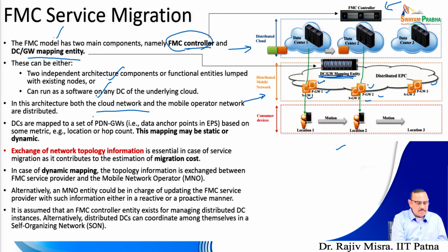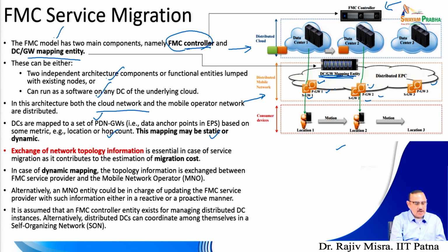Now, data centers are mapped to a set of PDNs and GWs. So, PDNs and GW, that is the gateways, that is the data anchor points in EPS, based on some metric, that is location or the hop count. So, this mapping may be static or dynamic. So, here you can see that DC and GW mapping is shown over here.